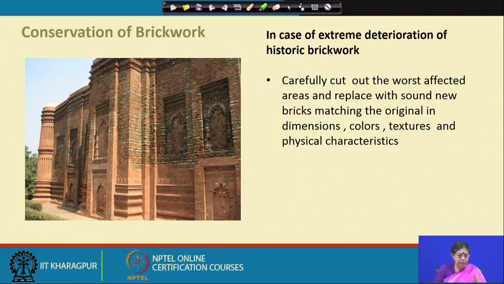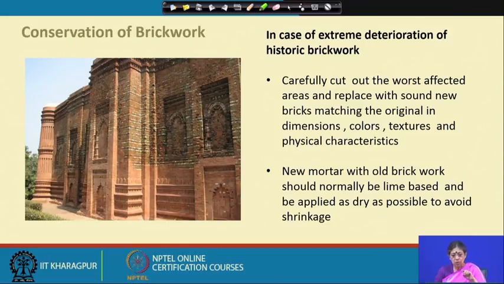This is a very good example where ASI has been carrying out restoration work and maintenance work over the years. As you can see, some part is old, there are marks of original color or the ceramic tiles, and they have been kept in place. Only the place which has been badly deteriorated, the bricks have been replaced.